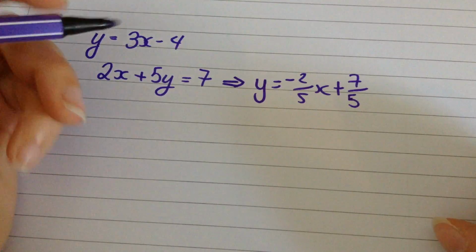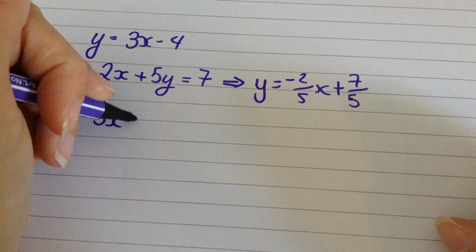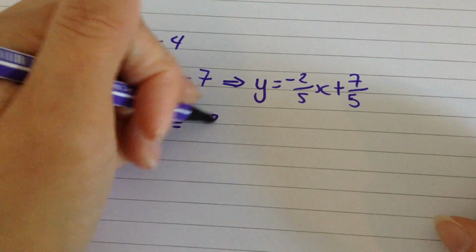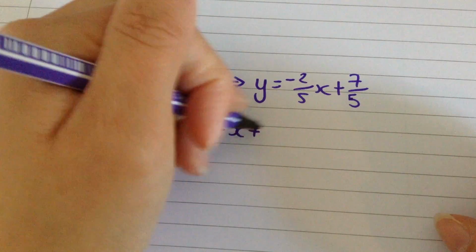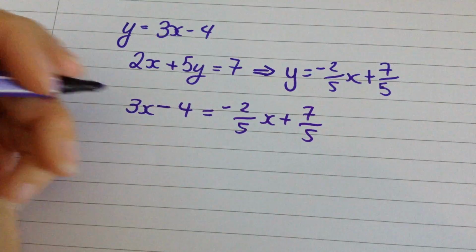Right, that's my equation. I'm going to say, where does this equation meet this equation? I'm going to equal them to each other. I have to make them both in the same format before I can do that. But I'm going to make them equal to each other and I'm going to solve it. So I'm going to add that to there.